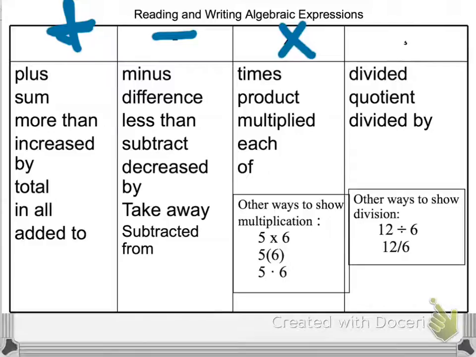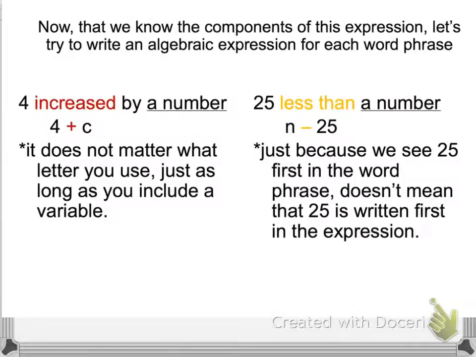Those mean multiplication. And we know now that multiplication can also be in these 3 different forms, or it can be in parentheses, just like this. That is multiplication. Another one you've seen is division. If you hear the word divided, quotient, divided by, that is division. You can either see the division symbol like this, or a fraction bar.